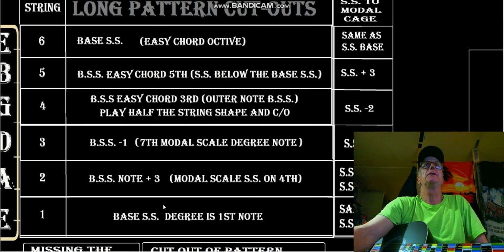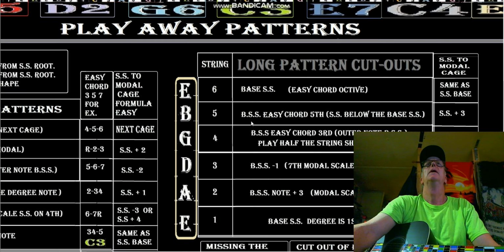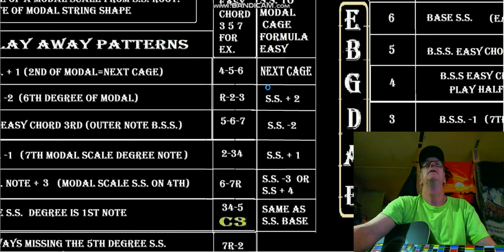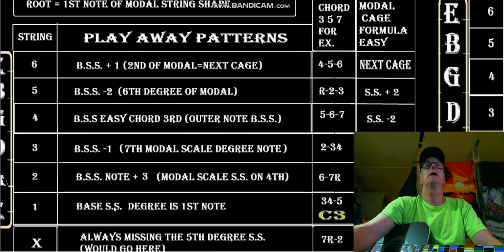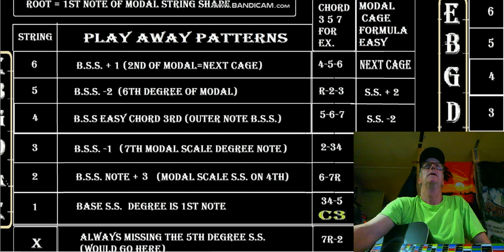So we look at the bass string shape, then we go to the fourth, then we go to the seventh. Okay, and it should say something about easy chords around here. I guess here's the easy chord. Easy chord 3, 5, 7. Okay, so the easy chord right here, we got bass string shape. The fourth string is going to be the easy chord third, and the fifth string is going to be the easy chord, the sixth of the modal. The second of the modal. We should have an easy chord fifth there.